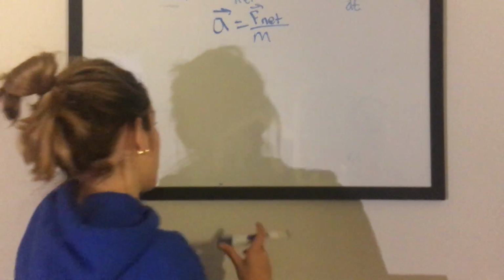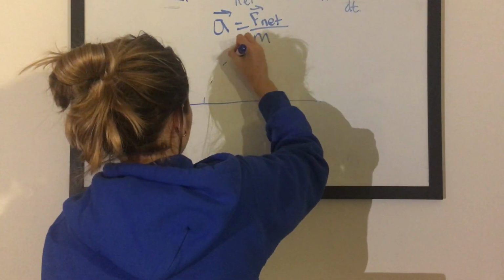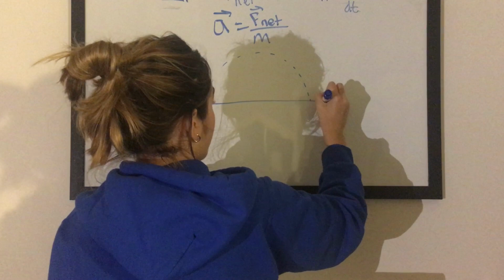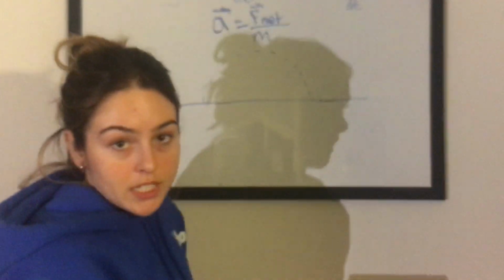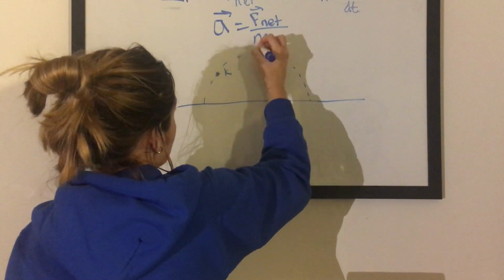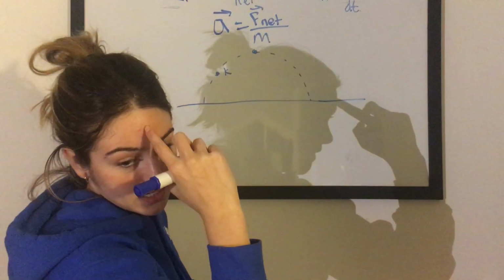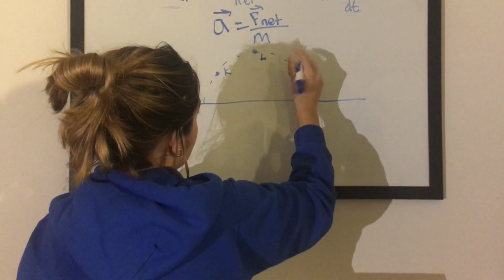So I'm going to go ahead and draw the diagram. We've got our floor here. This is the path of the metal sphere, which represents projectile motion. So we've got the sphere here at point K, here at point L, and then again at point M.